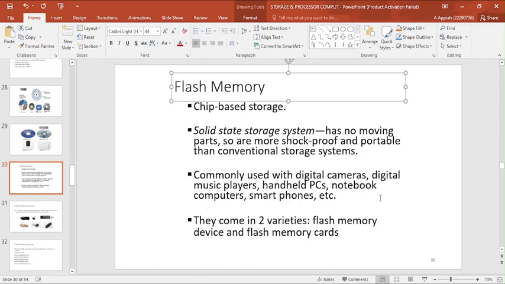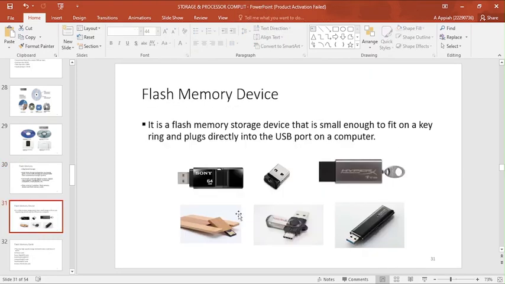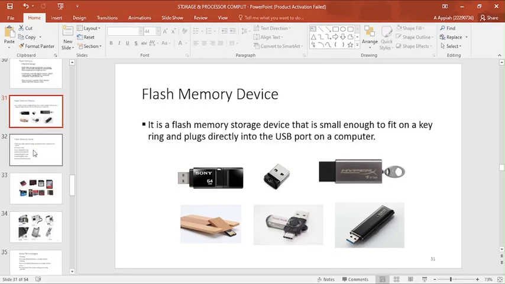They come in two varieties: the flash memory device and the flash memory cards. So the flash memory device is a flash memory storage device that is small enough to fit on a key ring and plugs directly into the USB port on a computer. Examples or pictures of those are displayed here, and I believe it's common.